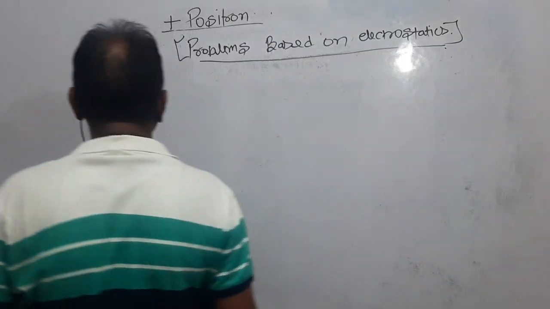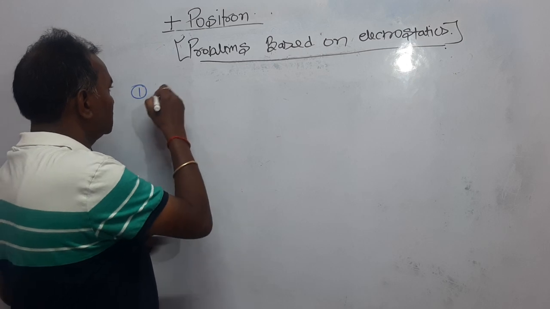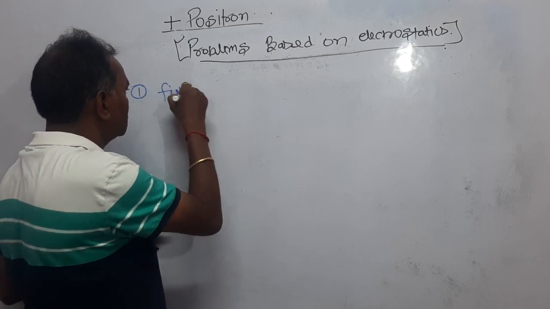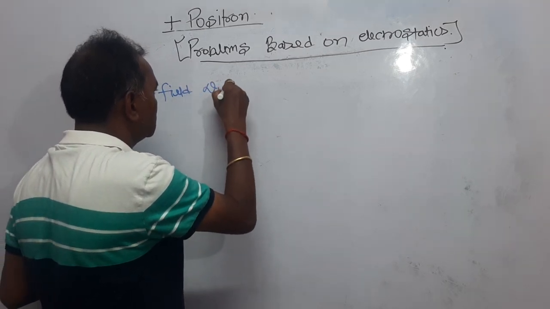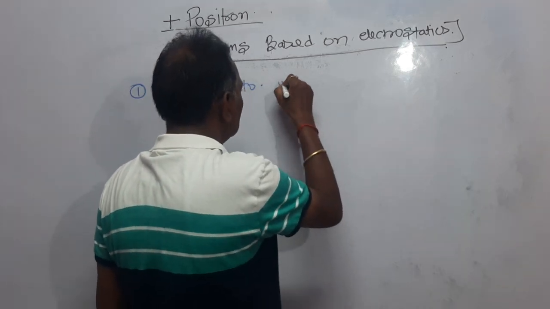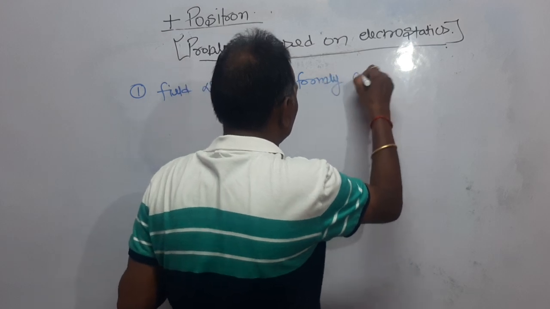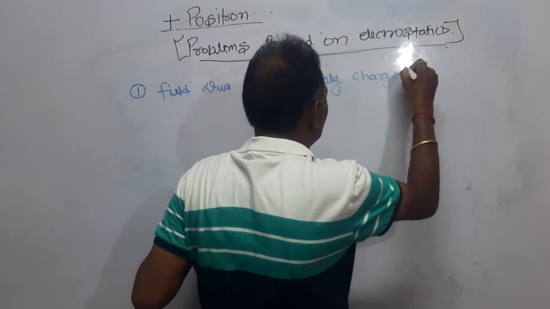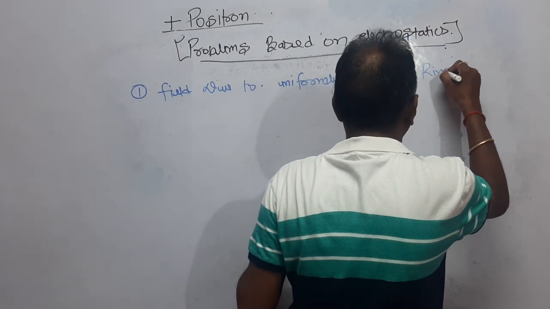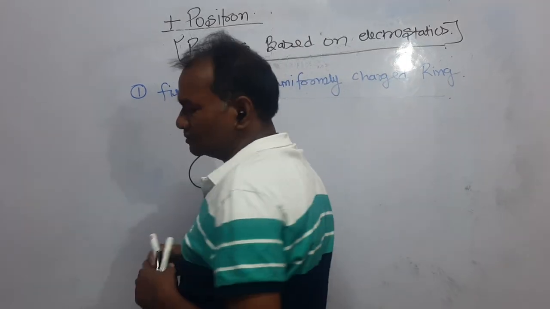The first problem that is more often asked in question papers is the field due to a uniformly charged ring. Electric field due to uniformly charged ring.